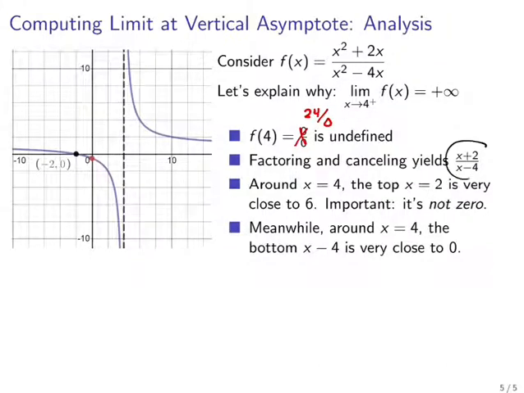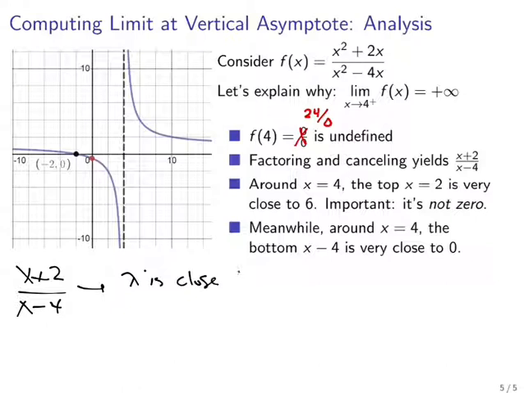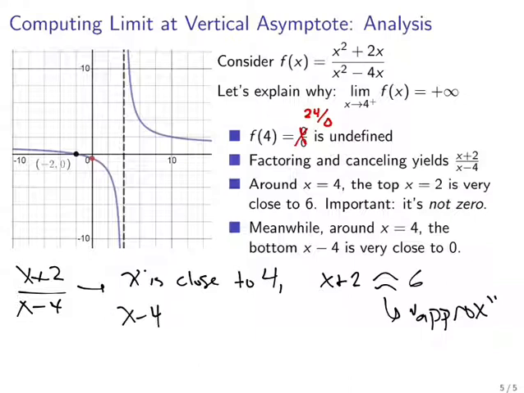Well, let's do the same factoring and canceling that we did earlier. And then I'll see that around x equals 4, if I take that expression, if x is close to 4, the top, x plus 2, is approximately 6. I'm going to use that to mean approximately, or close to. But meanwhile, what's the bottom of the fraction doing? If I have x minus 4, that's going to be approximately 0 if x is really close to 4.